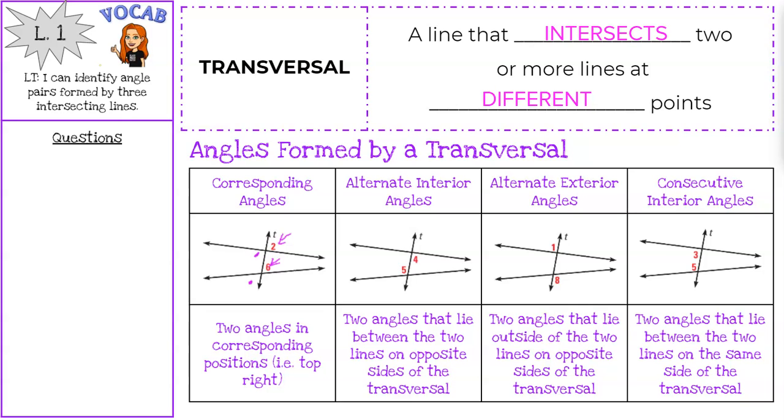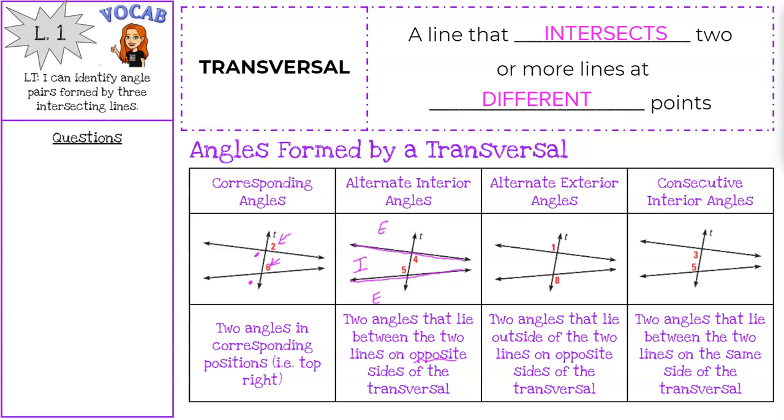Alternate interior angles are two angles that lie between the two lines on opposite sides of the transversal. So we have the interior in between the two lines, and the exterior on the outside of the two lines. They're on opposite sides of the transversal. One's on the left, one's on the right.